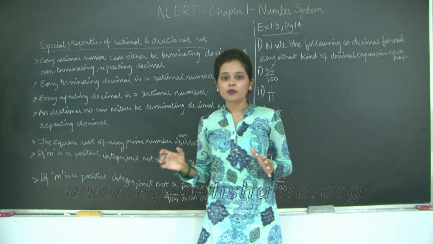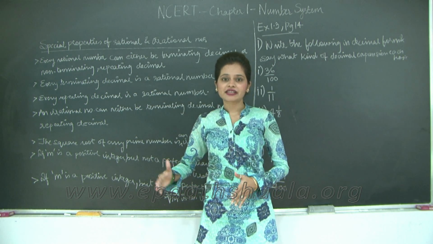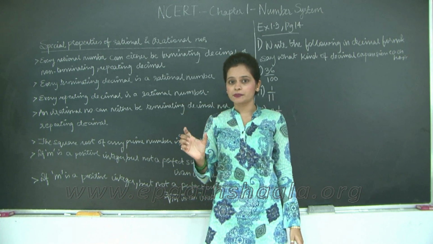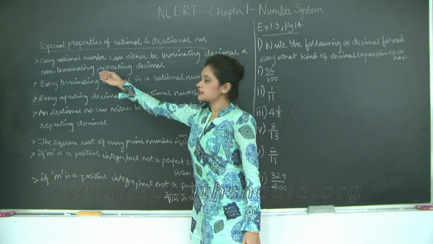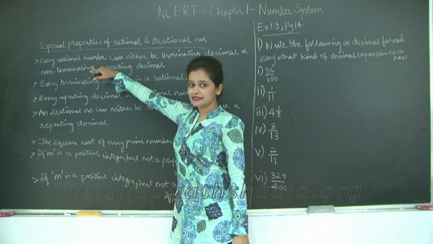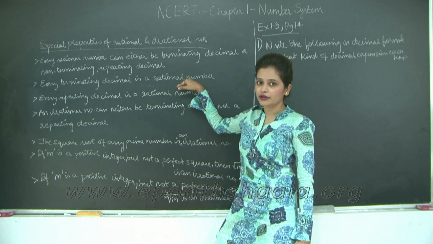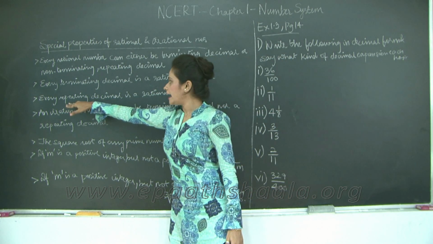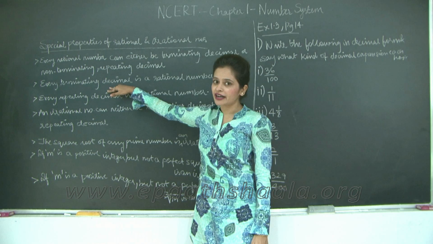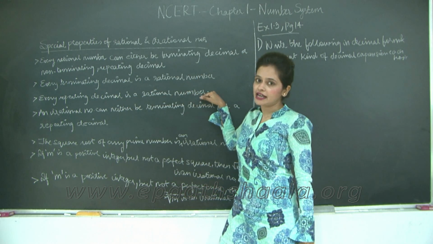a cycle. For example, 1 upon 7 was 0.142857 and 142857, then again 142857. So the block 142857 kept on repeating, which is what is meant by non-terminating repeating decimal. Then vice versa, to this statement we have two other statements. Every terminating decimal is a rational number, agreed? Similarly, every repeating decimal is a rational number. So terminating decimals would be rational numbers, and non-terminating repeating decimals would also be rational numbers.